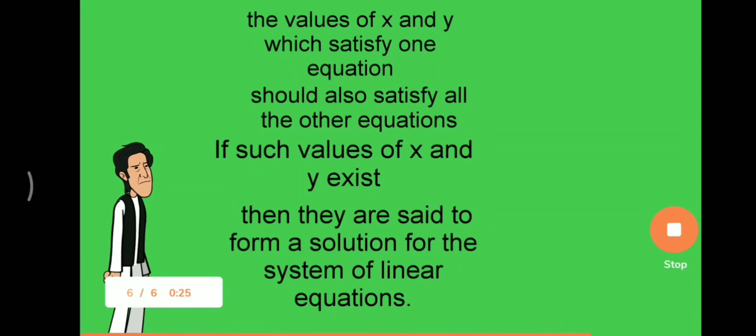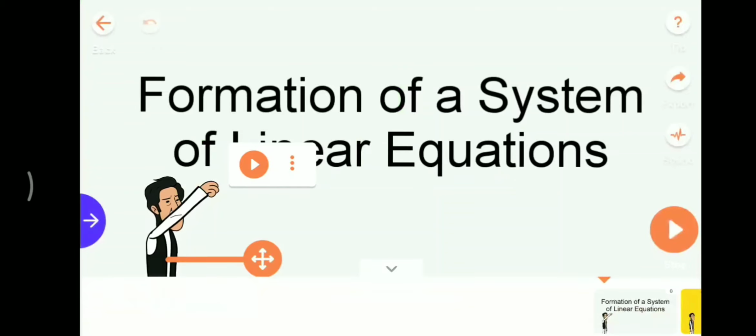In the above example, the values of x and y which satisfy one equation should also satisfy all the other equations. If such values of x and y exist, then they are said to form a solution for the system of linear equations.